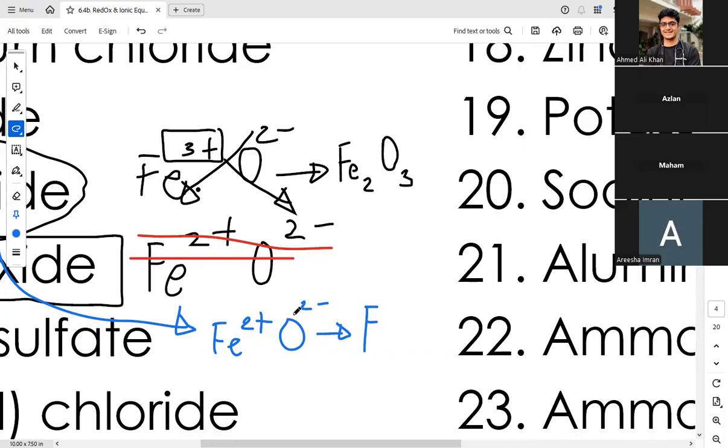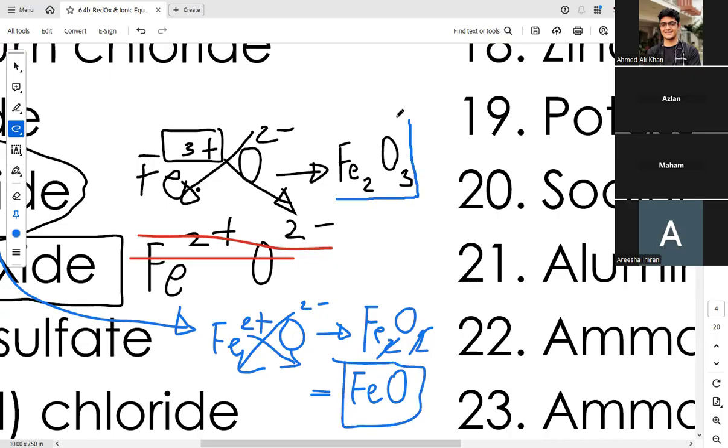See, once again, you just apply the cross multiply rule. Fe. Now, it may be tempting to just write Fe2 O2, right? But this is not a simple whole number ratio. So these just cancel out. Again, it's just FeO. So this is iron 2 oxide. This is the formula of iron 2 oxide, right? And this is the formula for iron 3 oxide. So there's a difference.